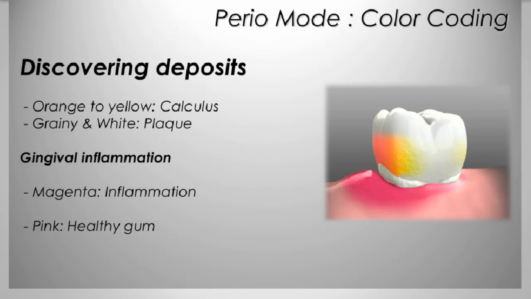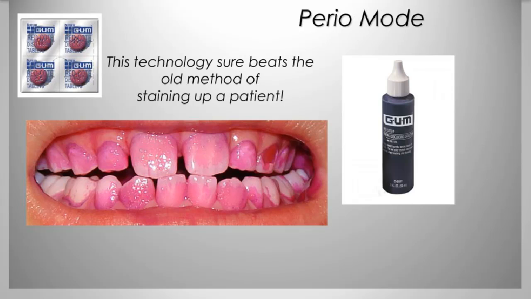So now, going to the perio mode. Again, with the color coding, and I alluded to this in the beginning, with discovering deposits, if you see over here where my cursor is, you have orange or yellow, that would tell us that that's calculus, and a grainy white patch like we see right here at the cervical, that's plaque. The gingival inflammation will show up magenta, and pink is actually healthy gum tissue. So let's go into this.